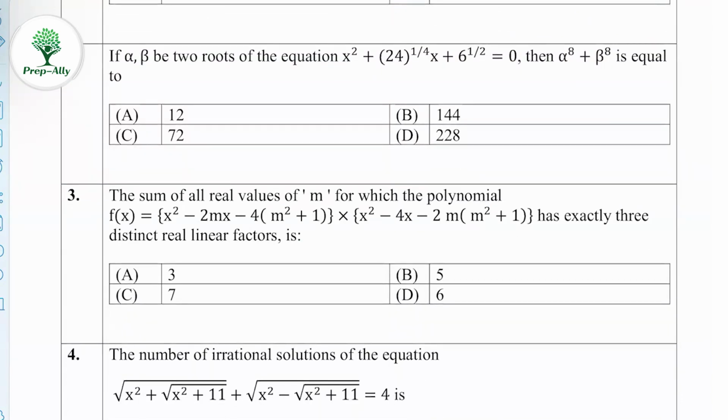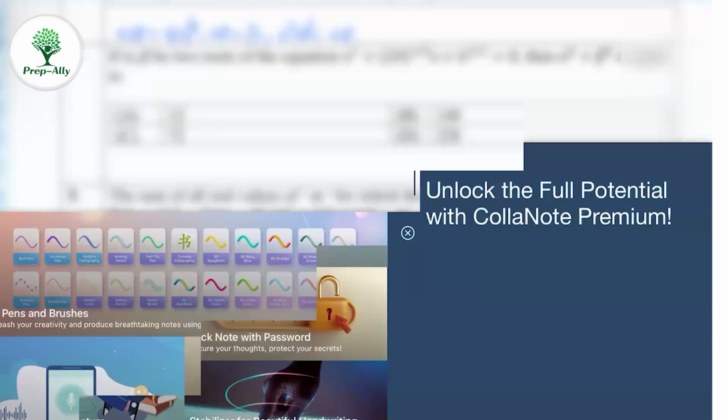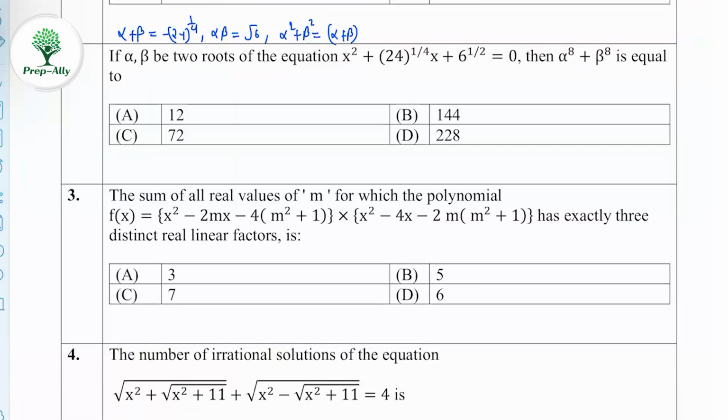Second question, alpha and beta are the two roots of the equation. Then alpha power 8 plus beta power 8. So basically it's based on the relation between the roots. Alpha plus beta is minus 24 power 1 by 4 and alpha beta is equal to root 6. So calculate alpha square plus beta square. Alpha square plus beta square is nothing but alpha plus beta whole square minus 2 alpha beta. When you substitute the values, you'll get root 24 minus 2 root 6, which is 0.